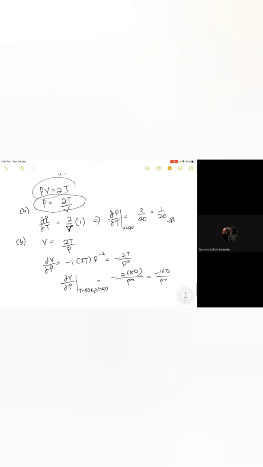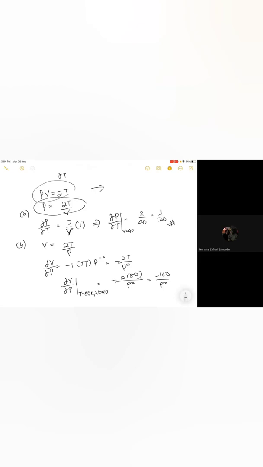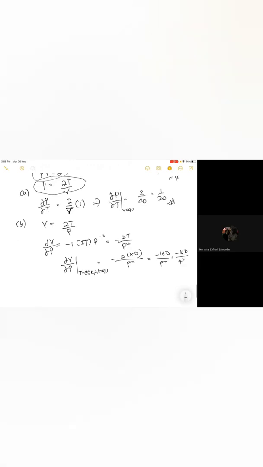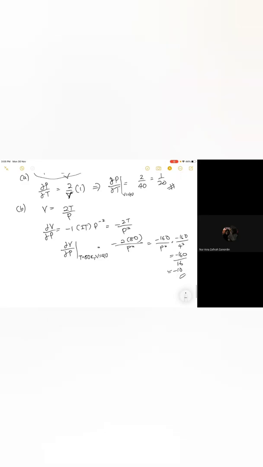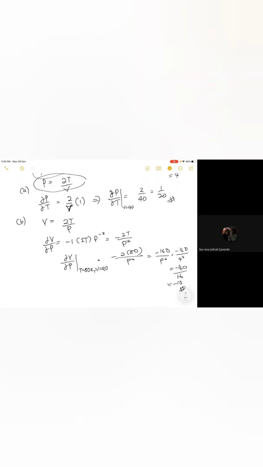Okay, how to find the P squared? Take from here. If volume is equal to 40, P equals 2T over V, which is 2 times 80 over 40, so P is 4. Then 4 to the power of 2 is 16, so it will be negative 160 over 16, which is negative 10. So this is the answer. You may try question number 7 yourself.